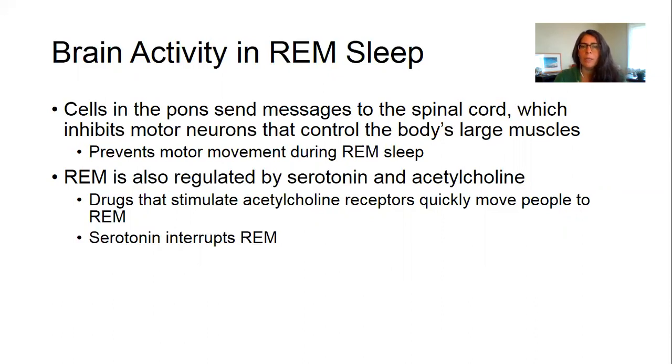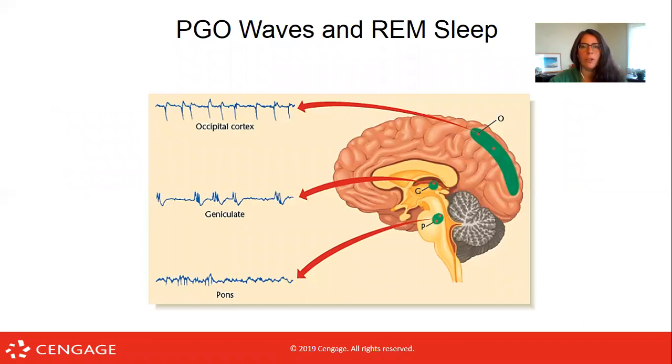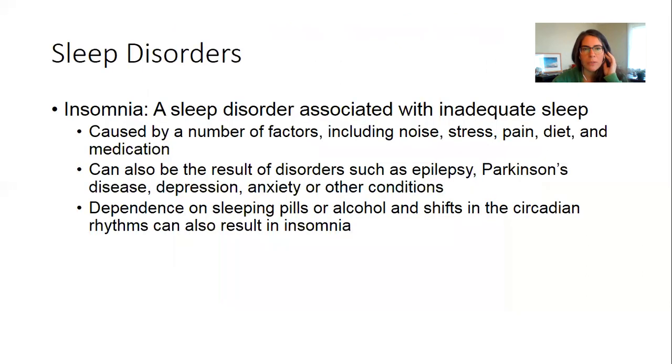REM is also regulated by serotonin and acetylcholine. Drugs that stimulate acetylcholine receptors quickly move people to REM, and serotonin interrupts REM. Right? Here's a figure that shows the PGO waves during REM sleep. Again, being sent to the lateral geniculate nucleus in the thalamus and to the occipital cortex. Okay, so those are the mechanisms of sleep.